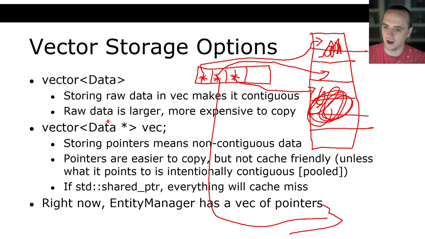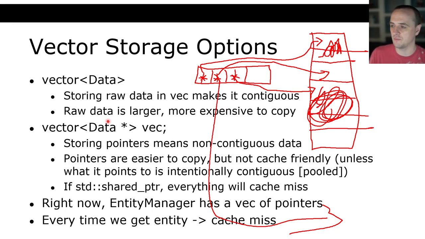So right now, our entity manager has a vector of pointers, right? And that's because we just did something that worked right away. So every time we look up an entity, we're going to get a cache miss. So that's bad. We don't want that to happen. So let's talk about how we could move things around or do it a little differently.